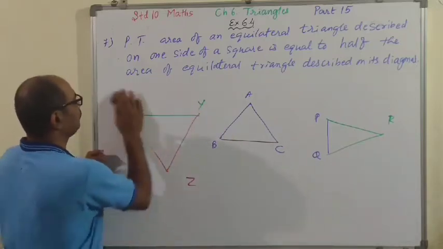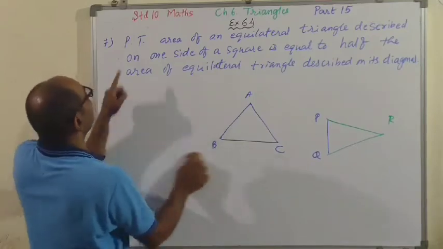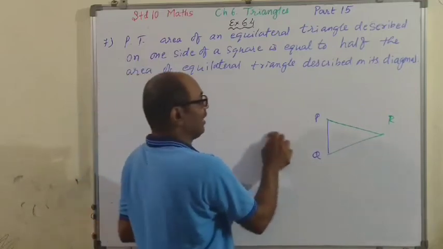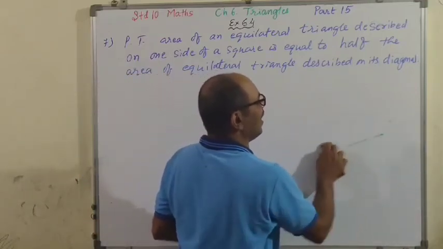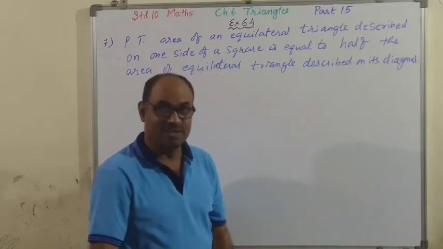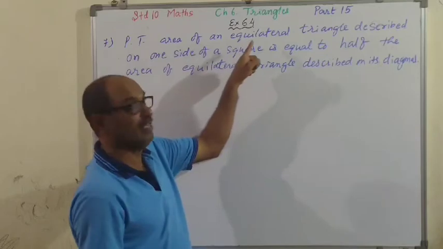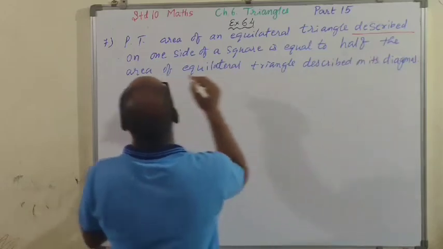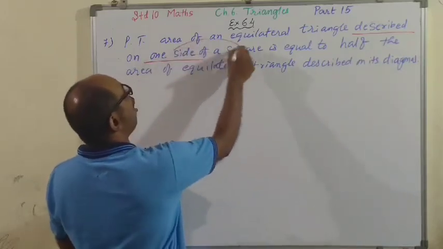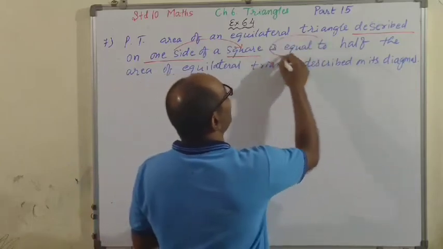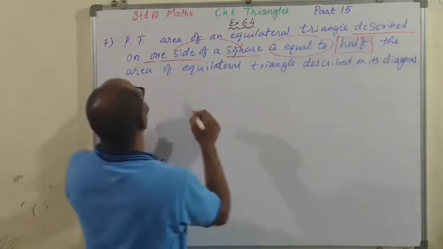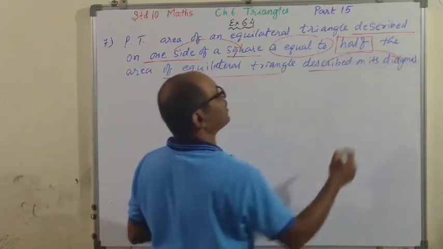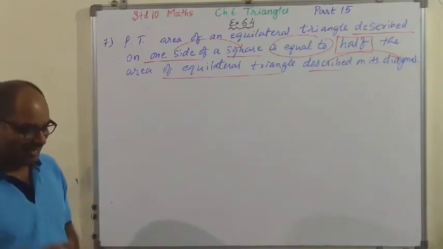Alright? Now let's read the statement. Prove that area of an equilateral triangle. Do you know what is equilateral triangle? Yes. It's all three sides are equal. Prove that area of equilateral triangle described on one side of a square is equal to half the area of another equilateral triangle which is described on its diagonal. Well, try to understand.